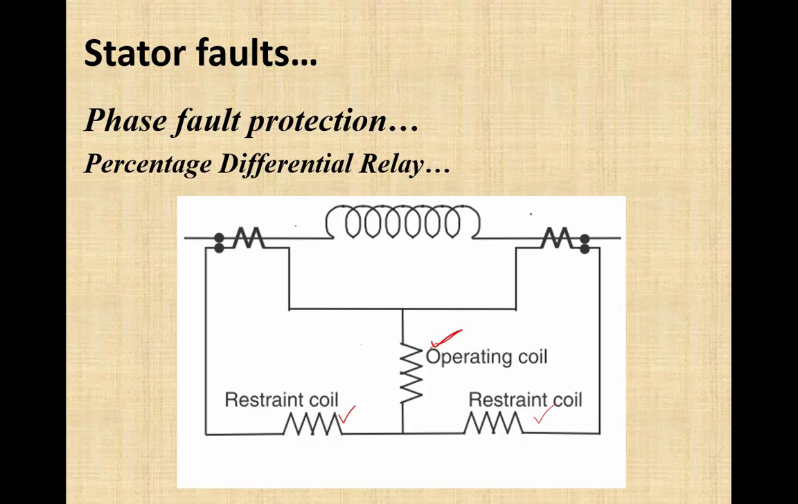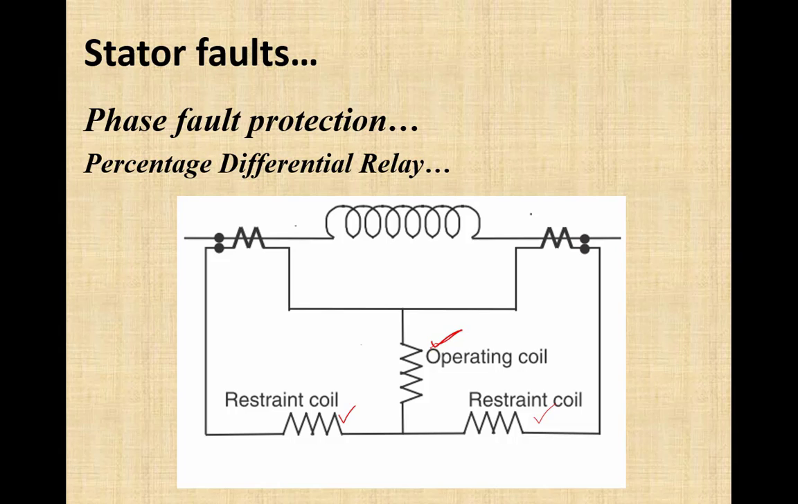But we keep the number of turns in restraining coil less as compared to the operating coil. It means a large amount of current is required in order to restrain the operation as compared to the operating coil. So it means the current which is flowing through the operating coil will try to close the contacts, and current which is flowing through the restraining coils is going to open the contacts.